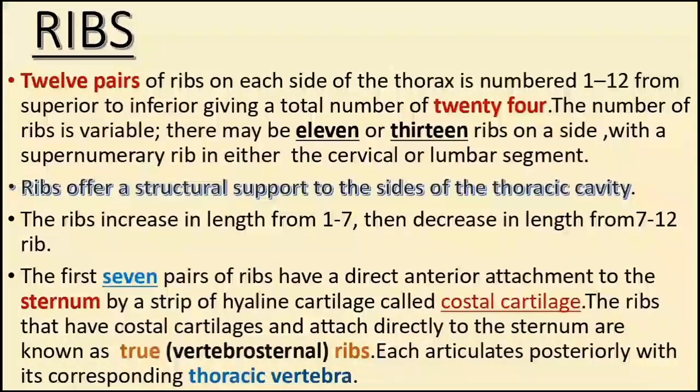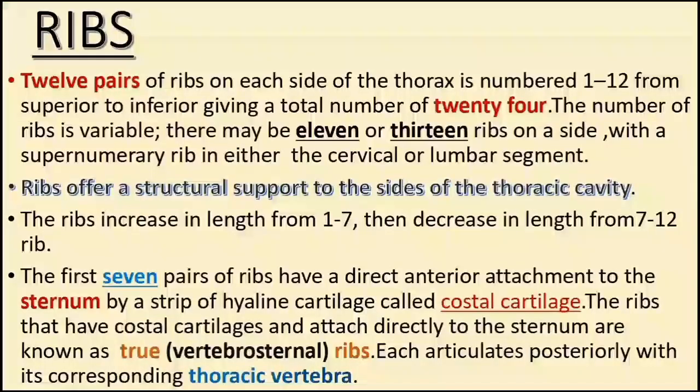For the ribs, 12 pairs of ribs on each side of the thorax are numbered from 1 to 12 from superior to inferior, giving a total number of 24. The number of ribs is variable. There may be 11 or 13 ribs on a side, with a supernumerary rib in either the cervical or lumbar segment. The main function of the ribs is to offer structural support to the sides of the thoracic cavity.